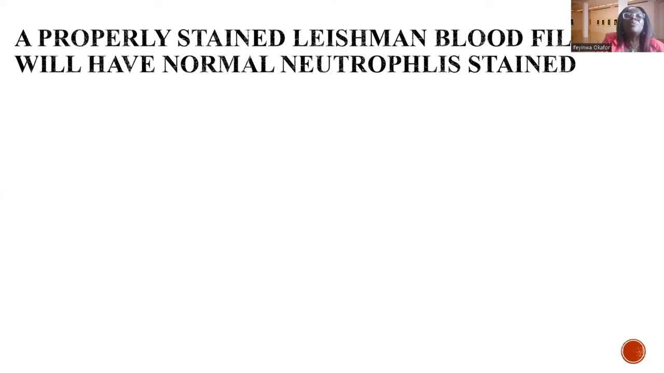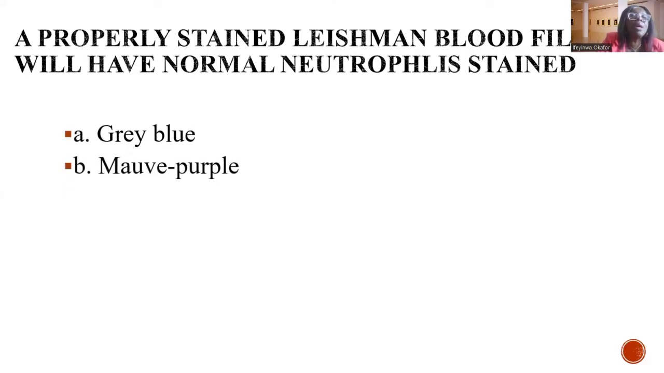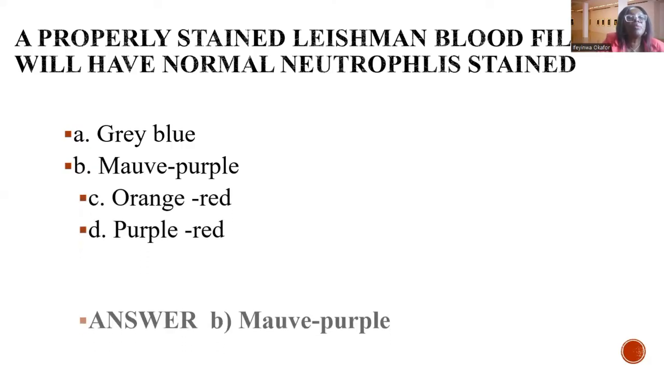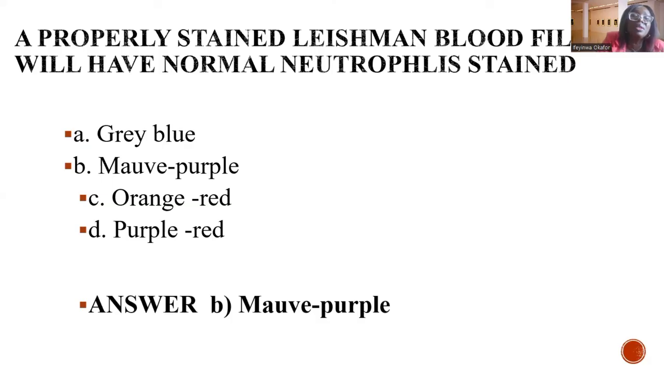In a properly stained Leishman blood film, we have normal neutrophil stained what? Gray blue, milk purple, orange red, purple red. Answer is B, milk purple.